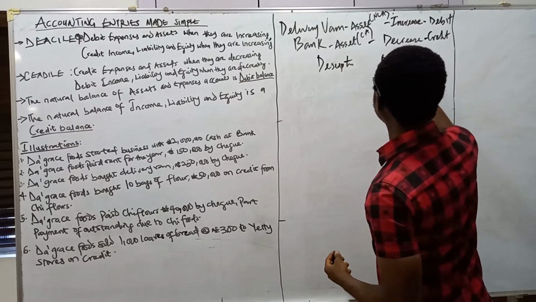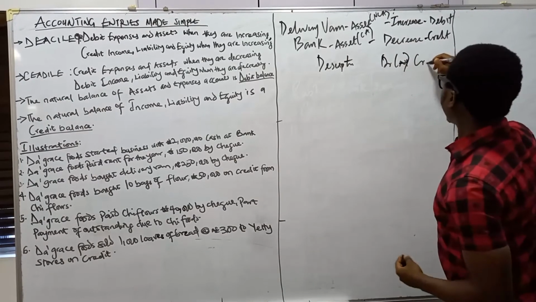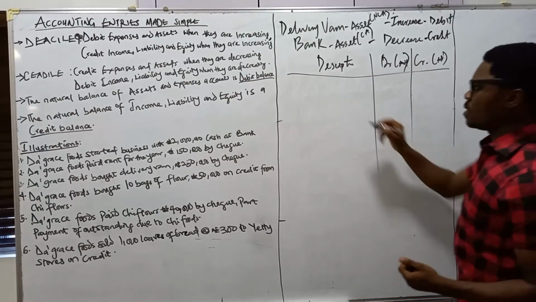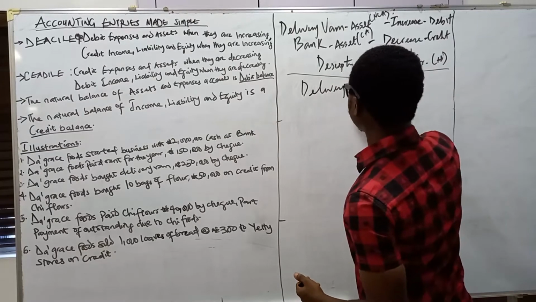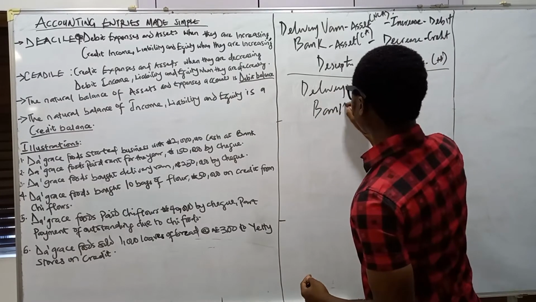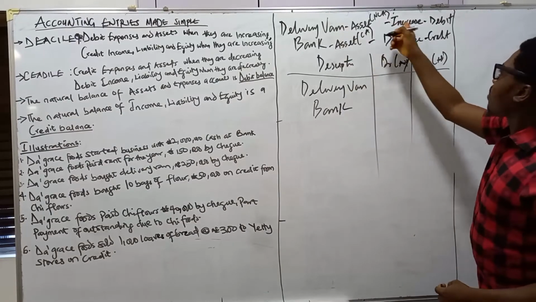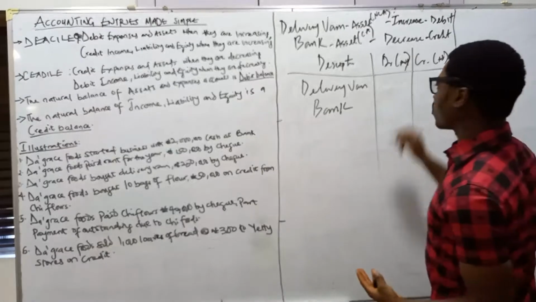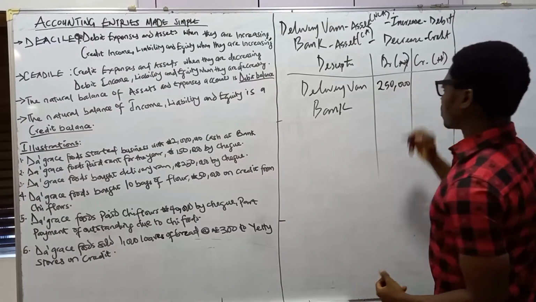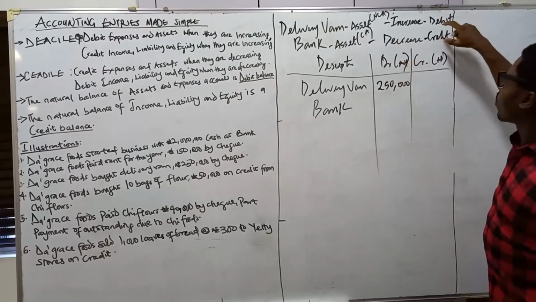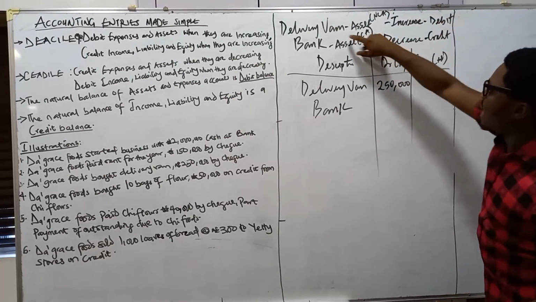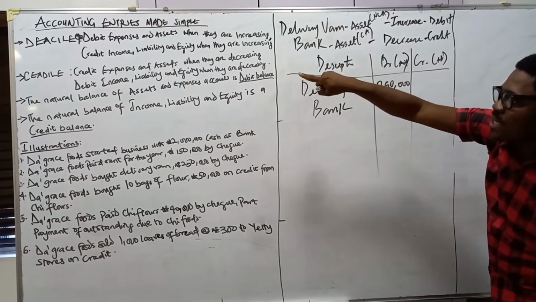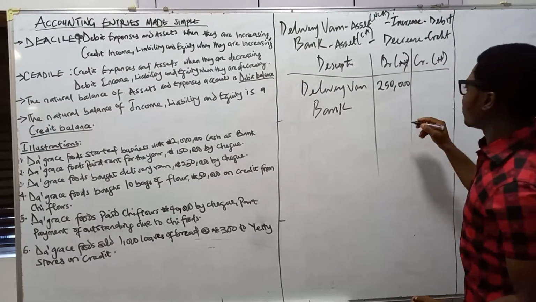How do we now create an account? We have the description, we have a debit side, we have a credit side. Delivery van account and the bank account. We said that we debit the delivery van account, being an asset, and as an asset it is increasing by 250,000 naira. What are we doing to bank? We said that we credit bank. Why are we crediting bank? Bank is an asset, and as an asset it is reducing. And the rule tells us that you credit expense and asset when they are decreasing or reducing.